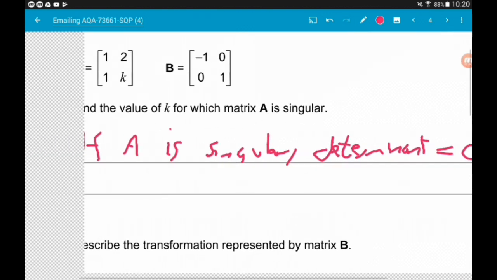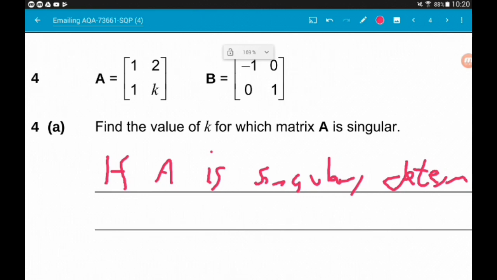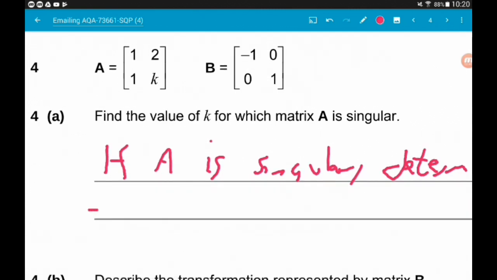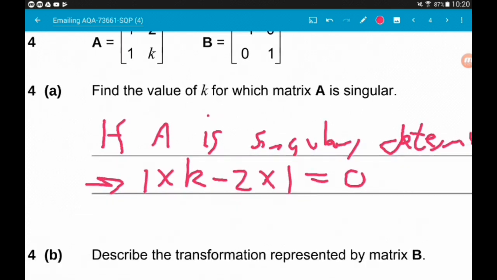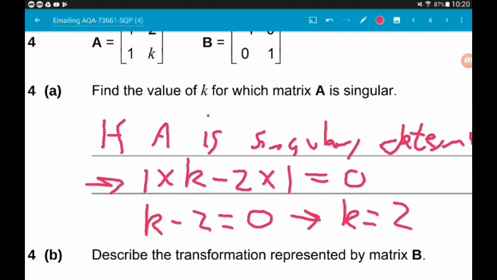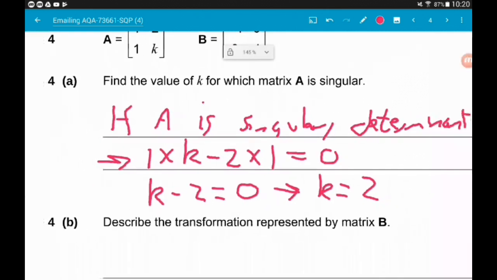Okay, so from that, the determinant is 1 times k minus 2 times 1. Now we know that is equal to 0, so that gives us k minus 2 is equal to 0, therefore k is equal to 2. Cool.